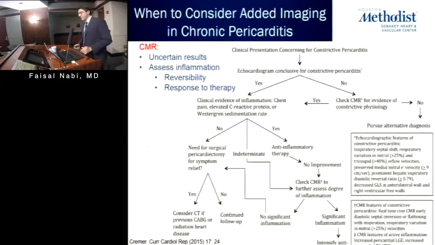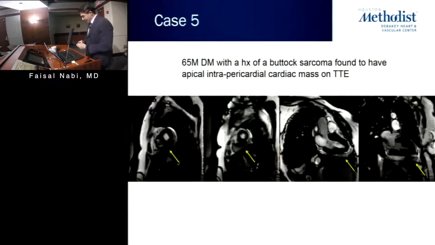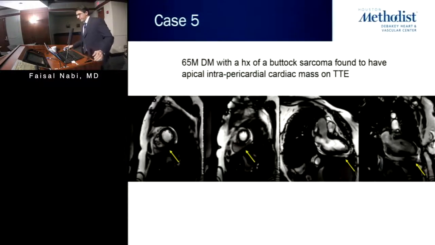So when should you consider imaging in chronic pericarditis? Again, recommendations by experts are in patients who have uncertain results, or when you want to assess for inflammation in order to find out those patients who are reversible or to monitor response to therapy. Now, the last and final, we're short of time, so I'll really get going here.